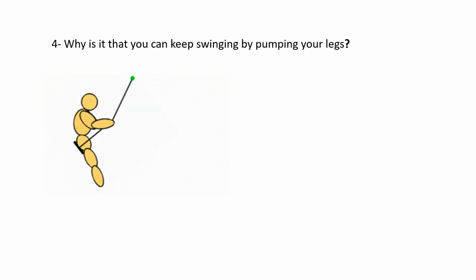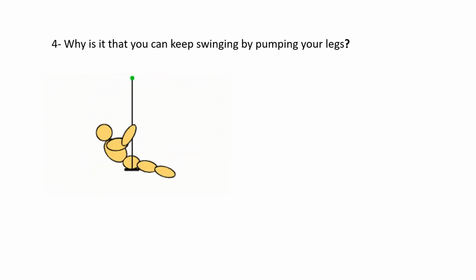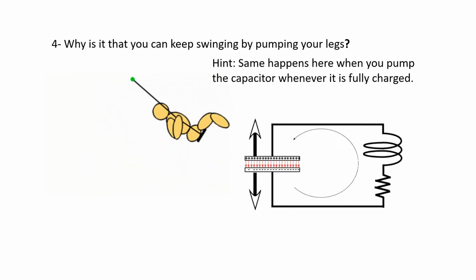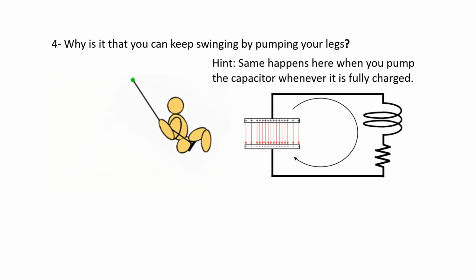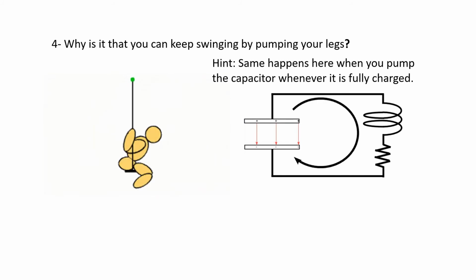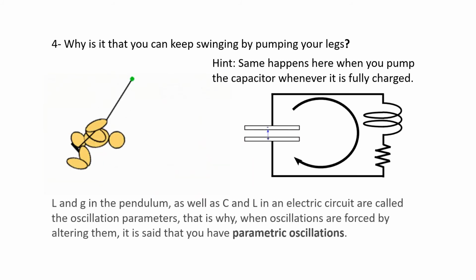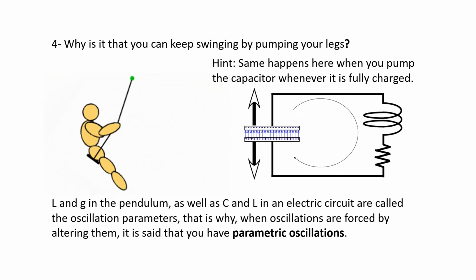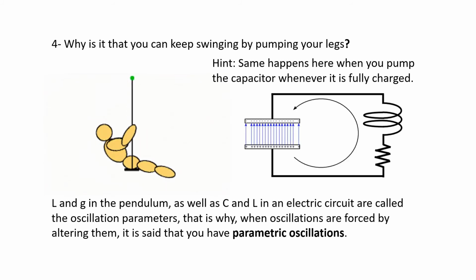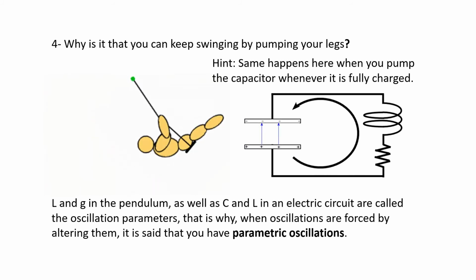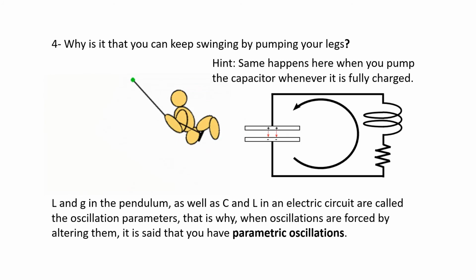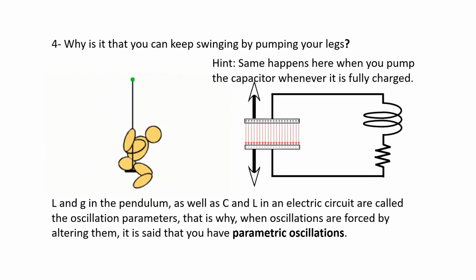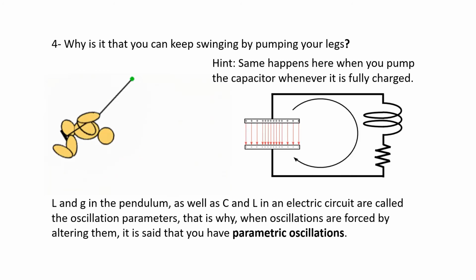And finally, problem number 4. Why is it that you can keep swinging by pumping your legs? Here's a hint. The same happens when you pump the capacitor whenever it's fully charged. L and g in the pendulum, as well as C and L in an electric circuit, are called the oscillation parameters. That is why, when oscillations are forced by altering them, it is said that you have parametric oscillations.